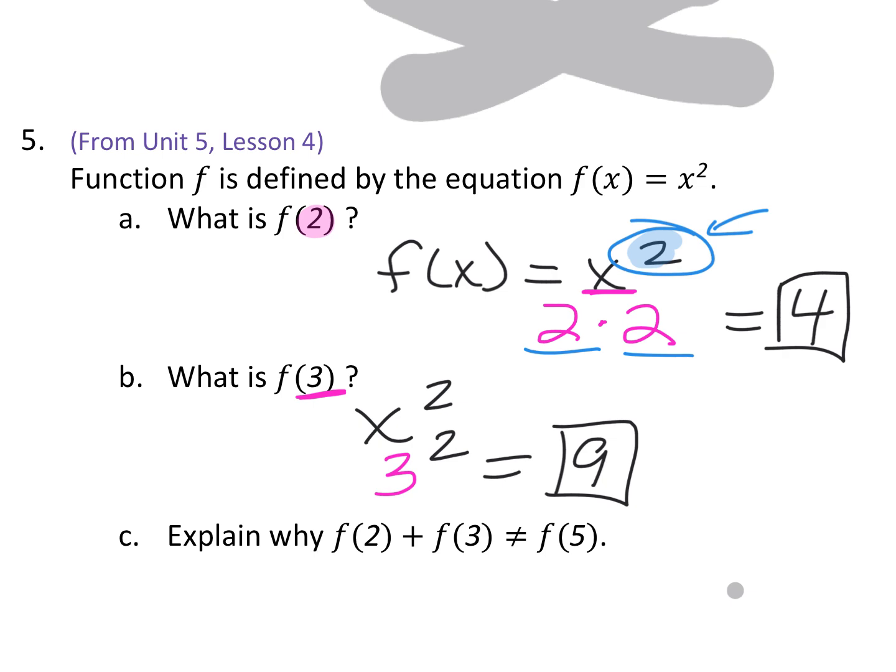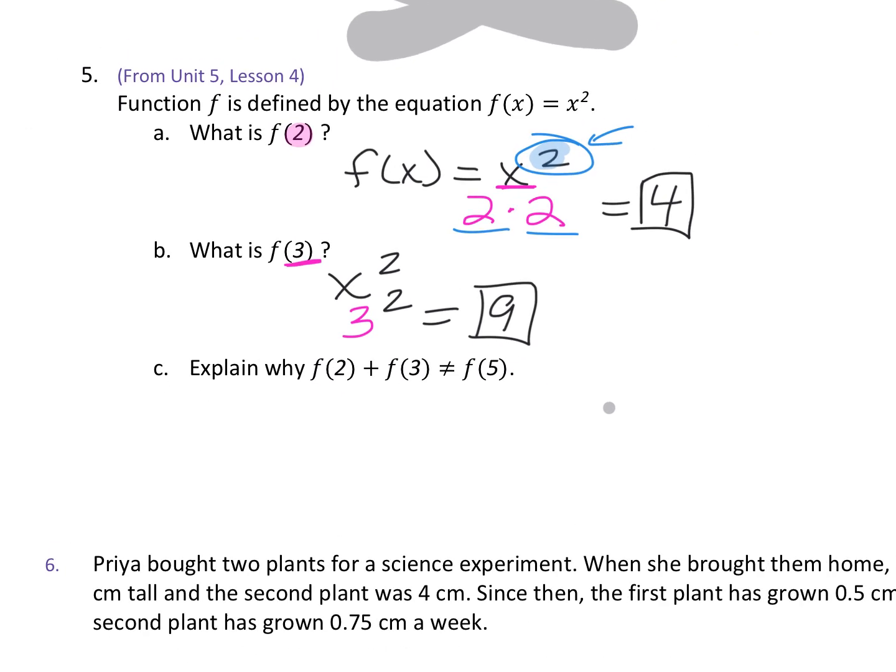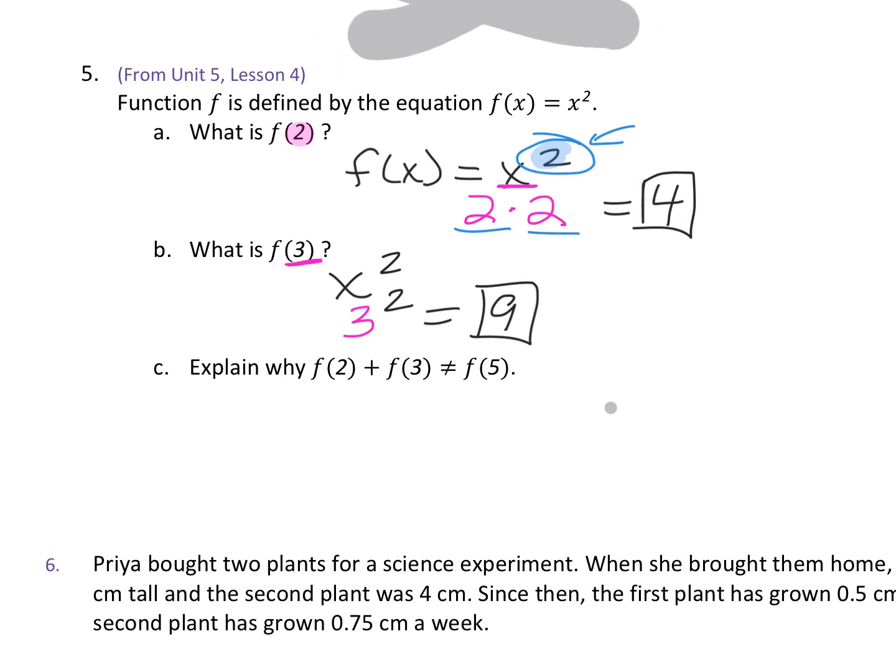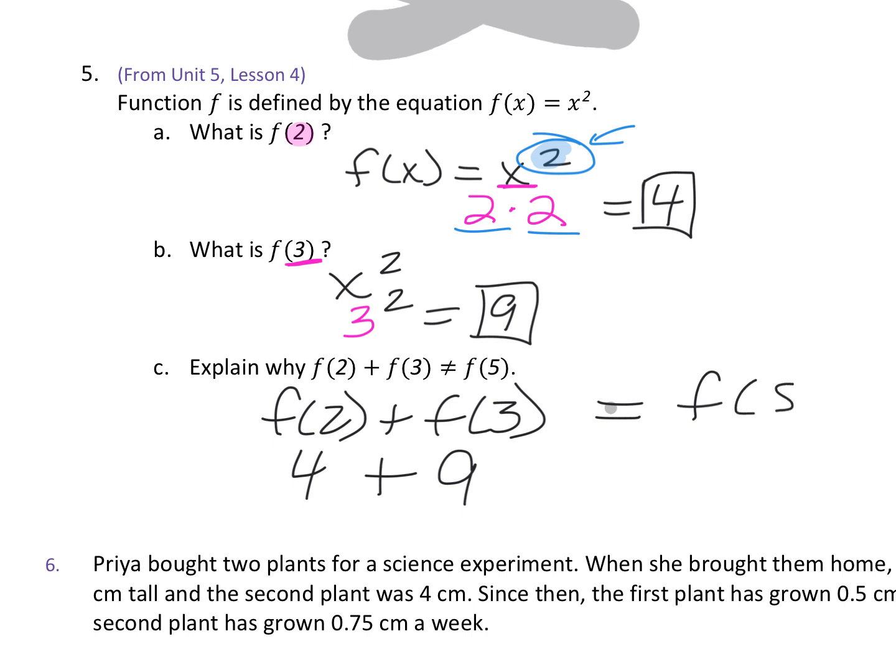And then finally, for letter C, explain why it's not equal. So f of 2, we already got it from the previous problem, is 4. F of 3 that we got from the previous problem is 9. And then if we do f of 5, 5 times 5 is 25. So they are not equal to each other. So that is the explanation for why.